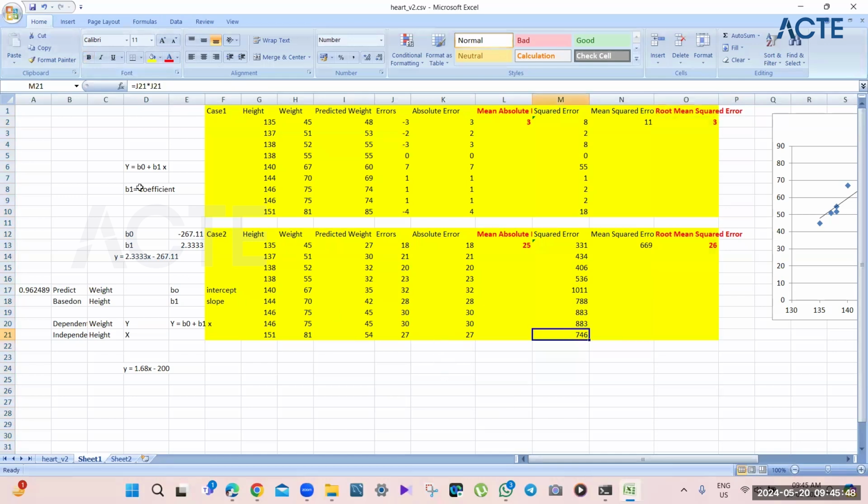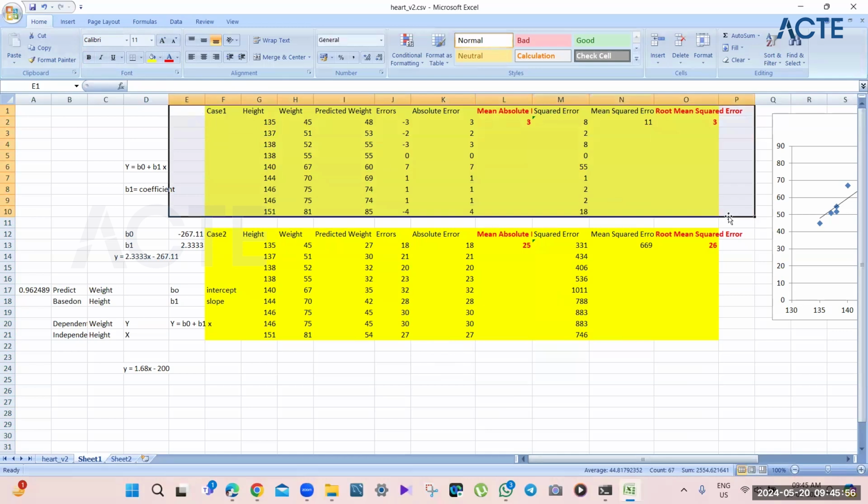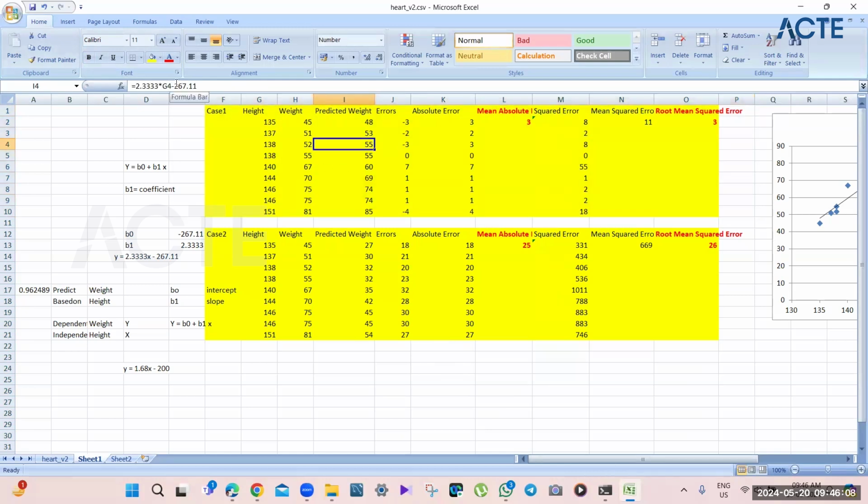So if I look at these two cases, what can I observe? I can certainly say that case one is giving me better results because case one's errors are less compared to case two's errors. So that means whatever slope intercept values we have with respect to case one, these are more accurate compared to case two. Is it clear? Yeah. Any doubts? Okay, good.